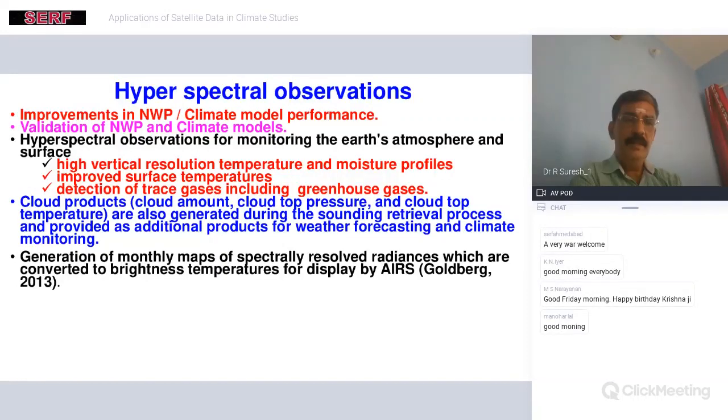In addition to this, the hyperspectral observations give some information about cloud amounts, cloud top pressure, cloud top temperature, aerosol optical depth, and so on and so forth. There are so many products, some of which we already covered in the limited period of our lecture in the past 4 days.